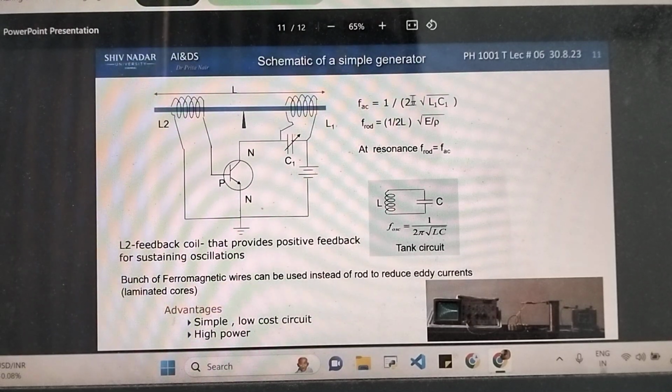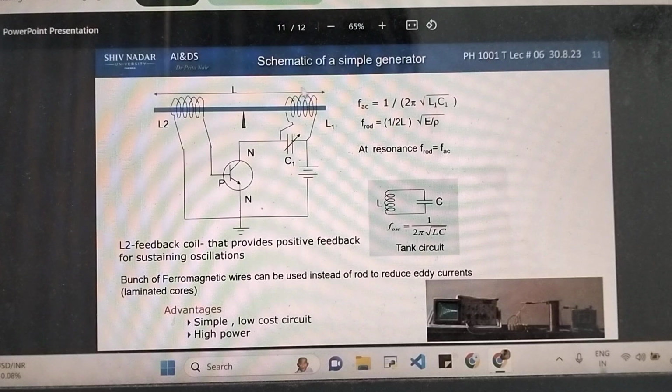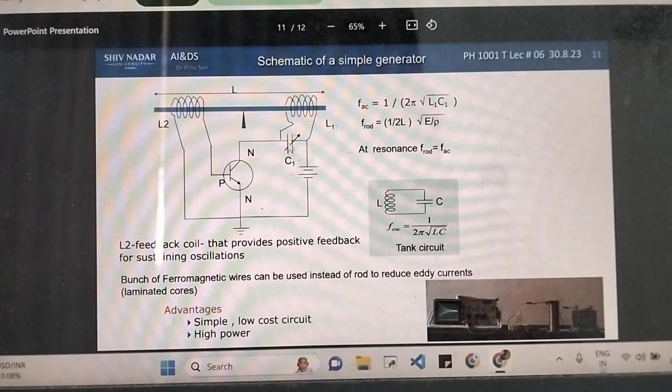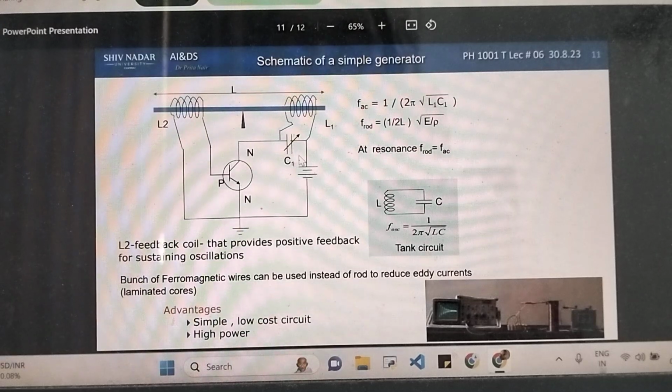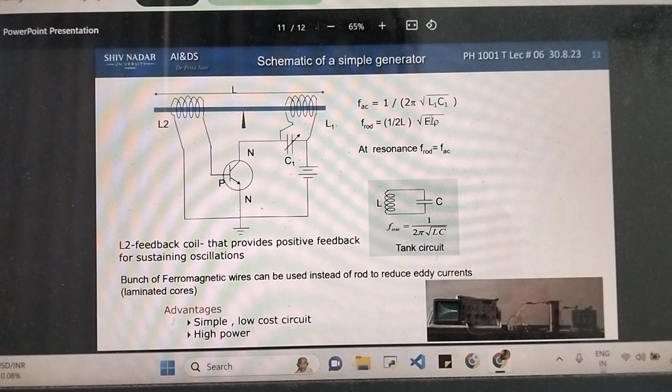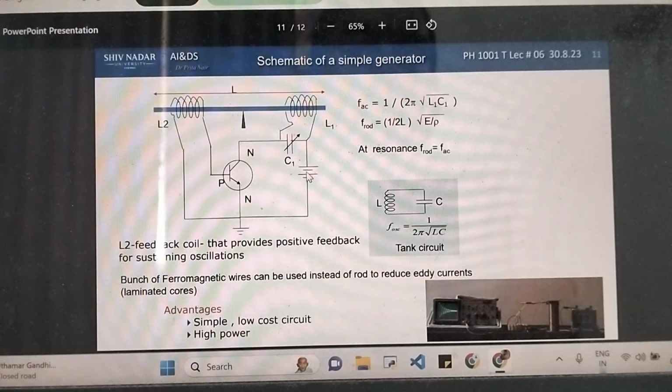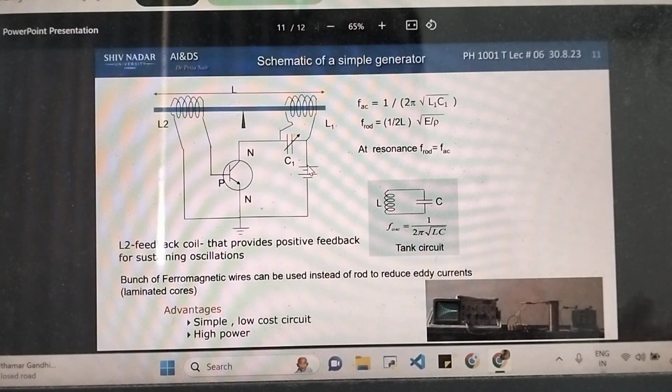Now what are these quantities? L1 is the inductance offered by this coil, C1 the capacitance of this capacitor here. This is again used to store charge so that you don't run out of supply. And E is the Young's modulus and rho is the density of this rod. So you calculate the respective frequencies and if they both match, then you will get maximum vibrations.